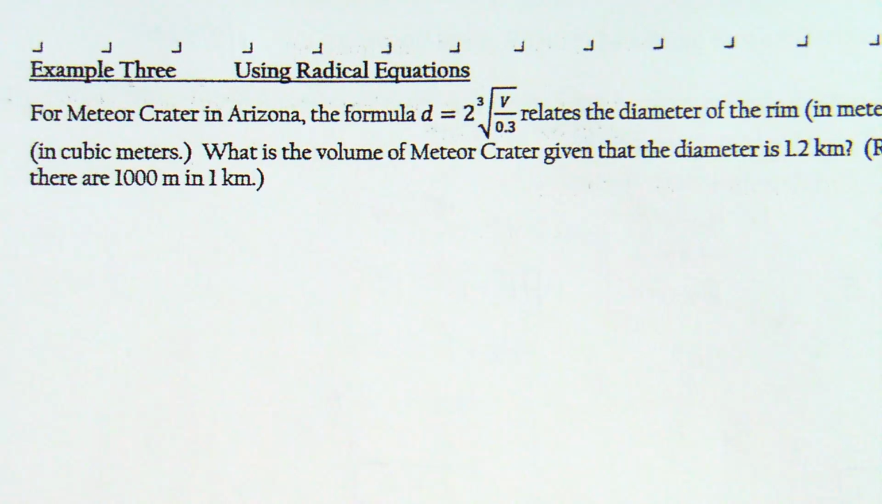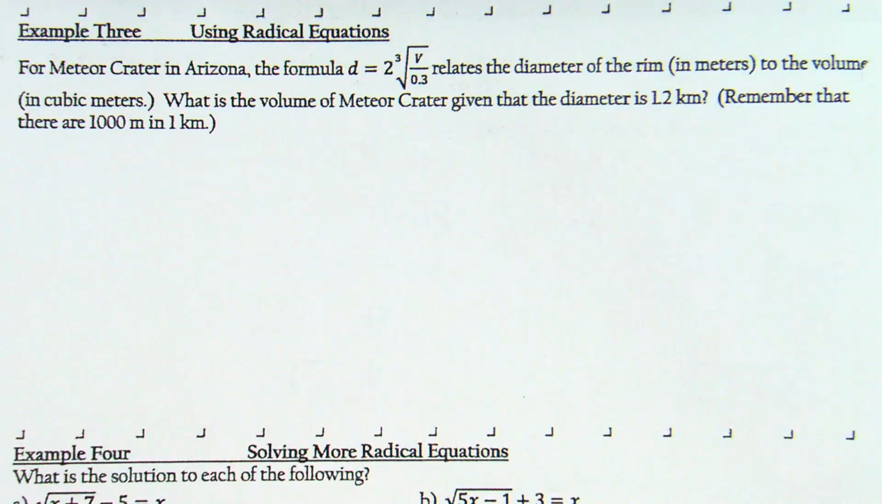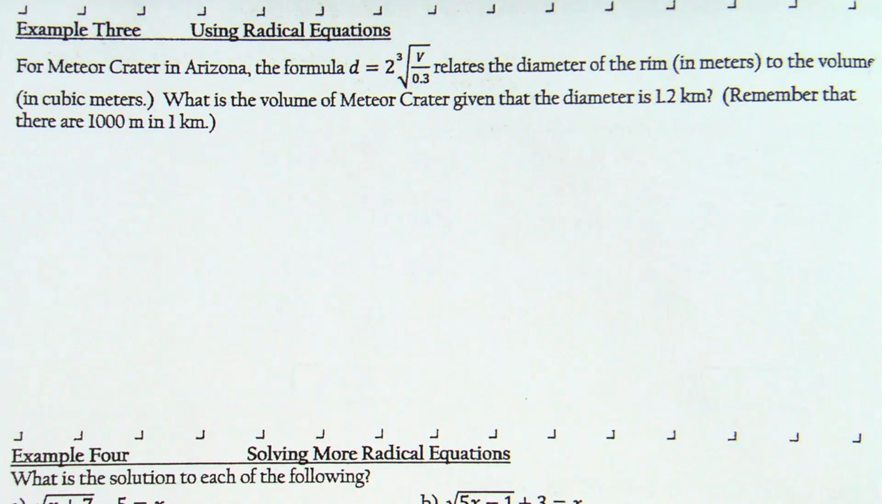Let's flip over to the word problem. I like this chapter. Okay, example 3. For a meteor crater in Arizona, the formula D equals 2 times the cube root of V over 0.3 relates the diameter of the rim in meters to the volume in cubic meters. What is the volume of meteor crater given that the diameter is 1.2 kilometers? Remember that there are 1,000 meters in 1 kilometer.